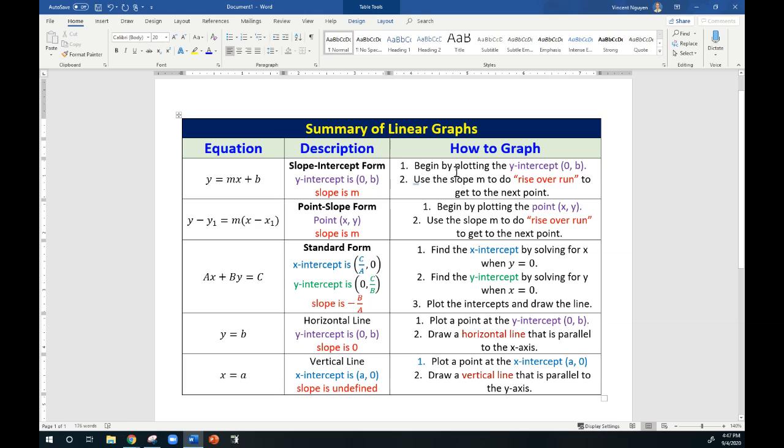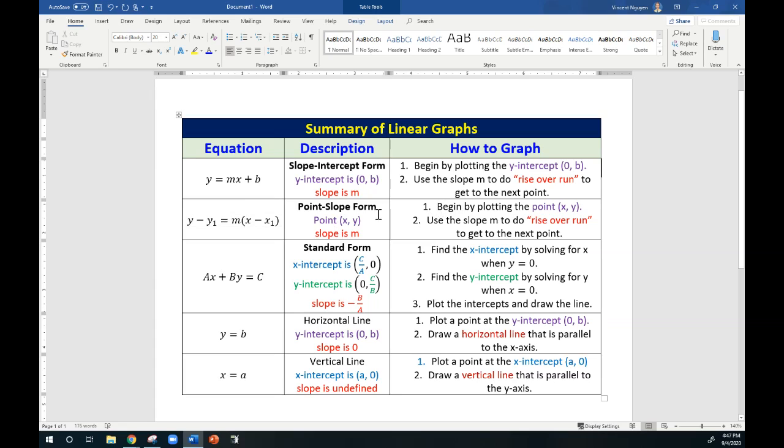To graph this, you're going to begin with the y-intercept, which is your b value here, and then we'll use the slope m to do rise over run to get to our next point, and then we can draw the line. Okay. The next one is point-slope form.